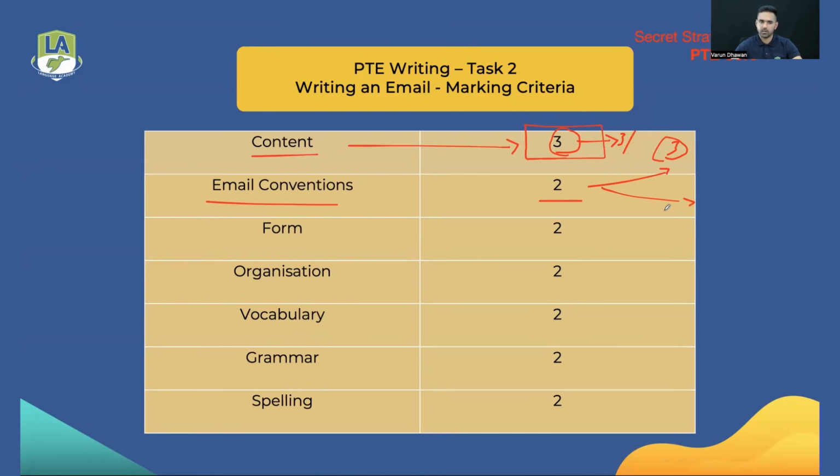At the end, you write kind regards, yours sincerely, or thanks, with thanks, something like that. So these are email conventions. To get 2 points out of 2, you need to make sure you have opening and closing greetings. For form, one more thing before we move on.